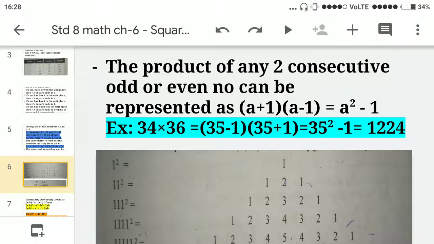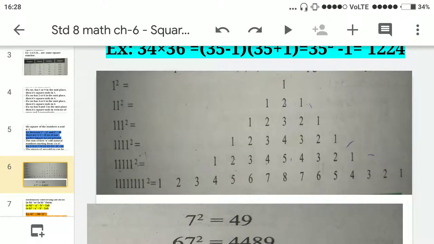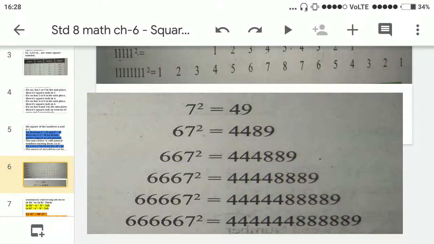Okay. Then you see some patterns here: 1 square is 1, 11 square is 121, 111 square is 12321, then 1111 square is 1234321, then 11111 square is 123454321, like this. Another pattern is here: 7 square is 49, 67 square is 4489, 667 square is 444889, 6667 square is 44448889, like this. Okay.